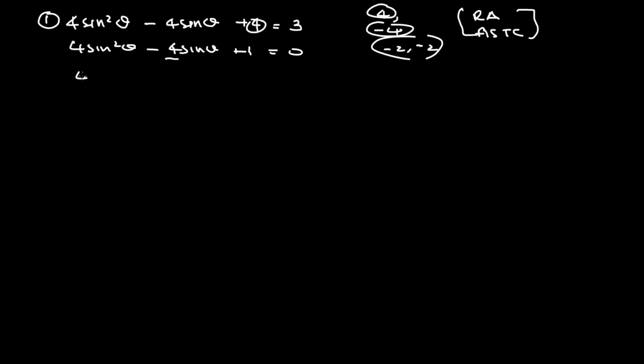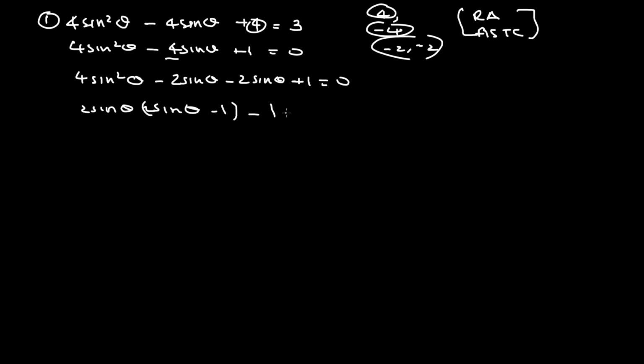So this one now becomes 4 sine squared theta minus 2 sine theta minus 2 sine theta, then plus 1 equal to 0. I can factorize 2 sine theta this side, okay? Then I get 2 sine theta minus 1. Then here I can factorize minus 1. Then here this one will be positive, so which is 2 sine theta, then minus 1 equal to 0. Okay, now this is going to be 2 sine theta minus 1, and then 2 sine theta minus 1.